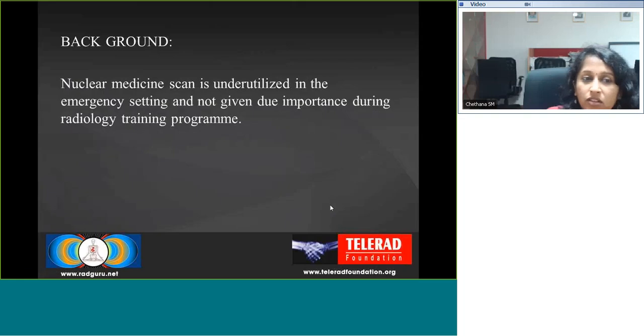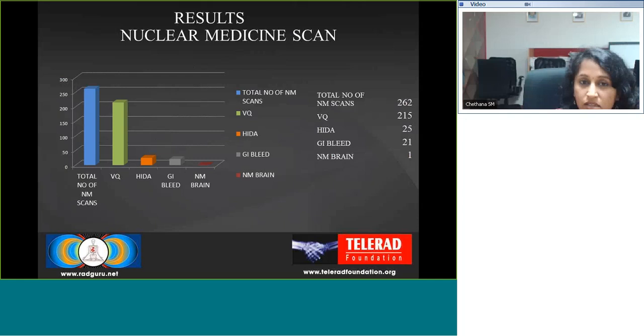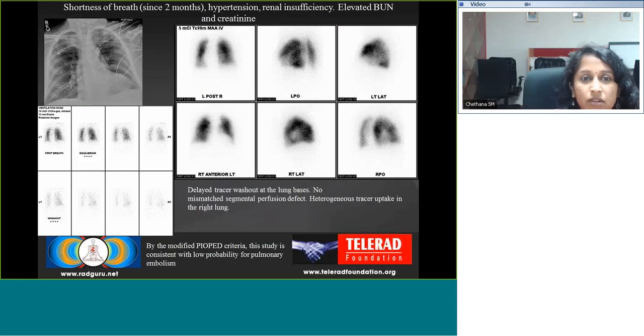The main idea to show this case is that nuclear medicine scan is underutilized in the emergency setting, and it's also not given due importance during radiology training programs. So I'll be illustrating a few cases in nuclear medicine, particularly VQ scans, HIDA scans, GI bleed, and brain nuclear medicine scan. So let's start with the cases.